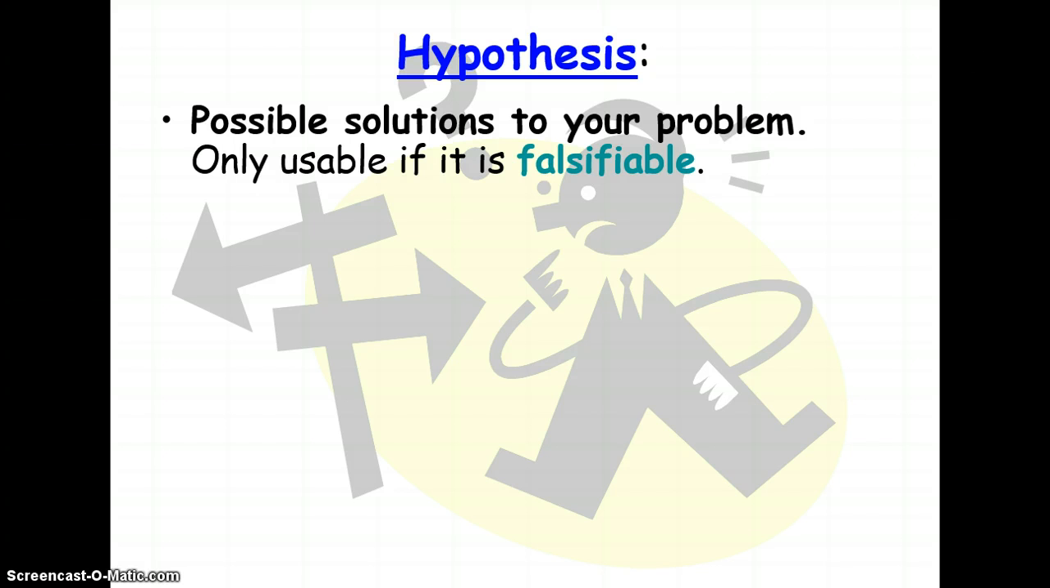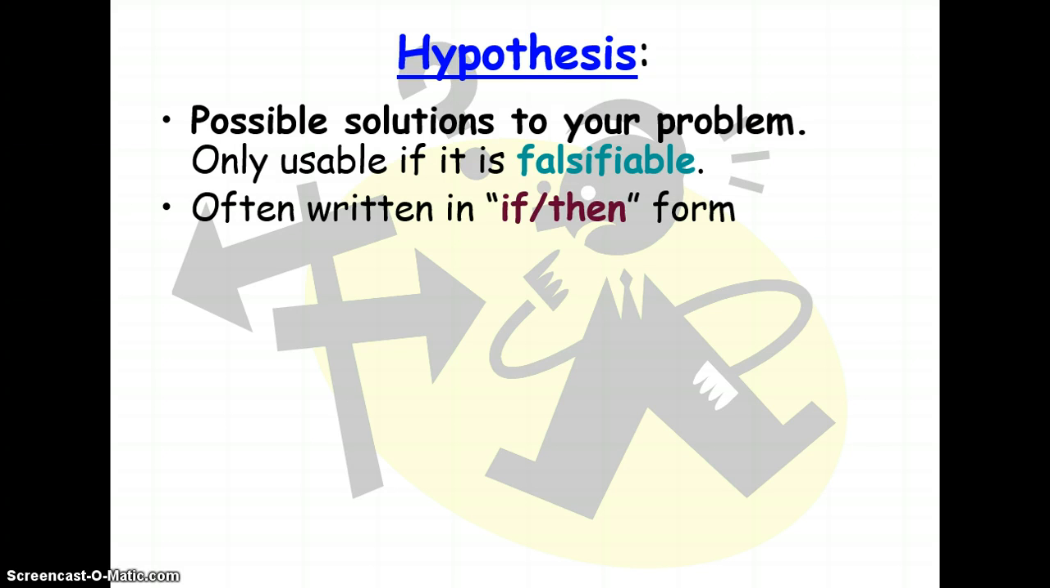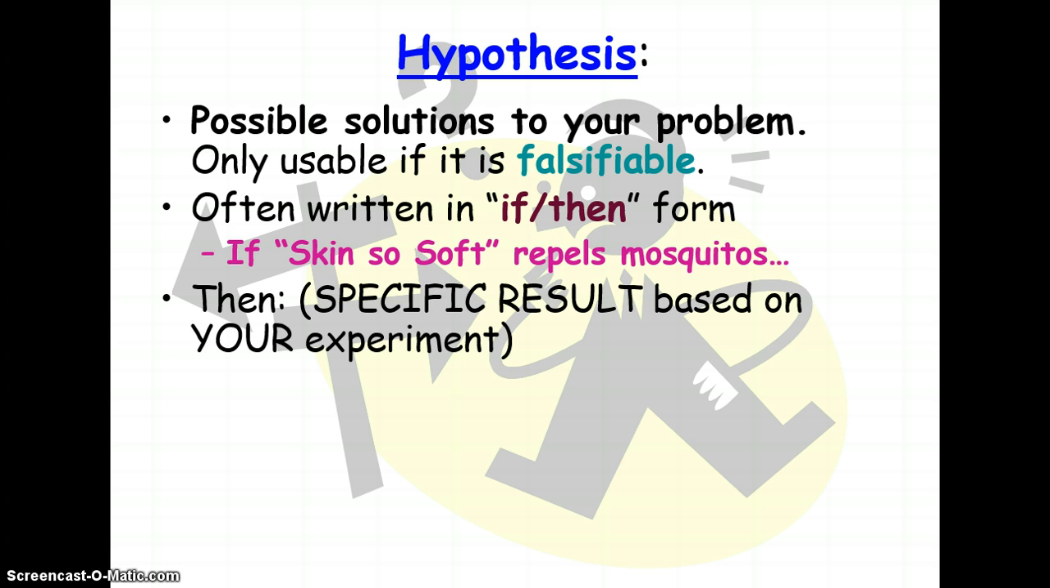All right, and now we come up with our possible solutions. And so that's our educated guess, our hypothesis. And a lot of times we write it in an if-then statement, where we basically say, if Skin So Soft repels mosquitoes, which is what we think, then, and the then part is the specific result that we're expecting to see in our experiment.